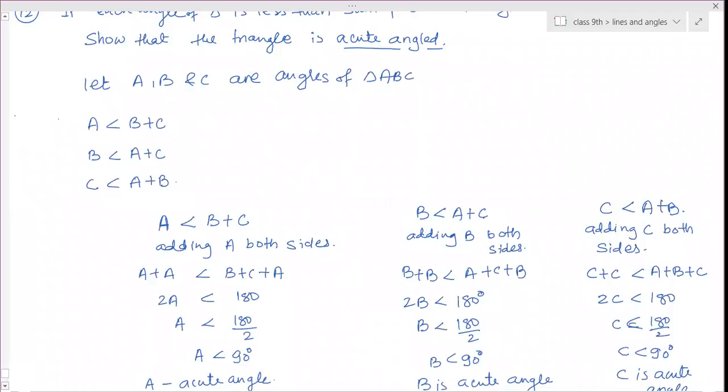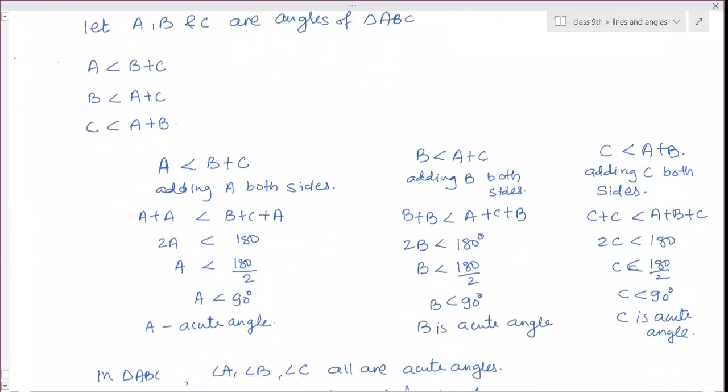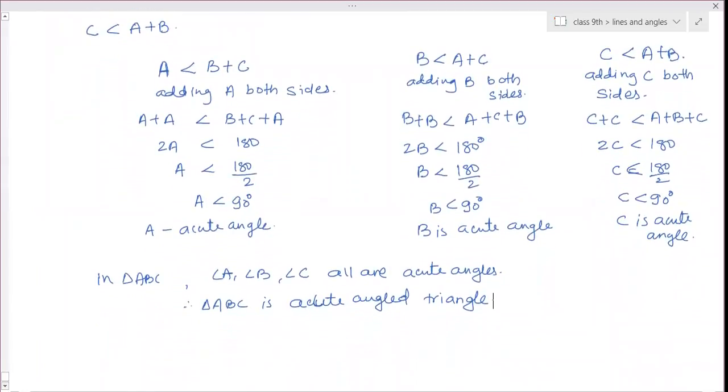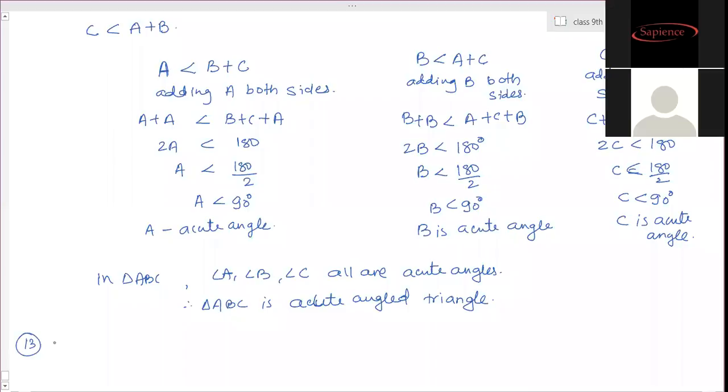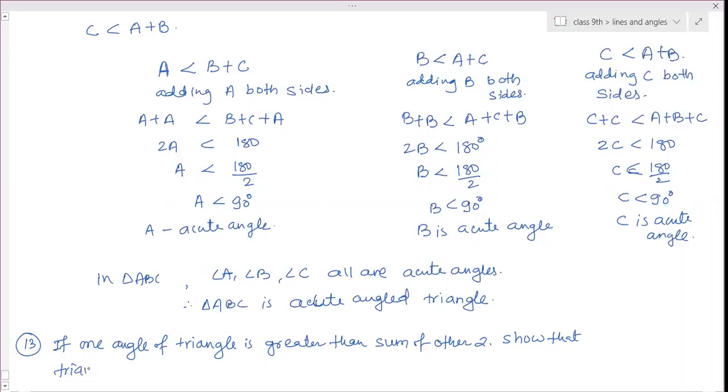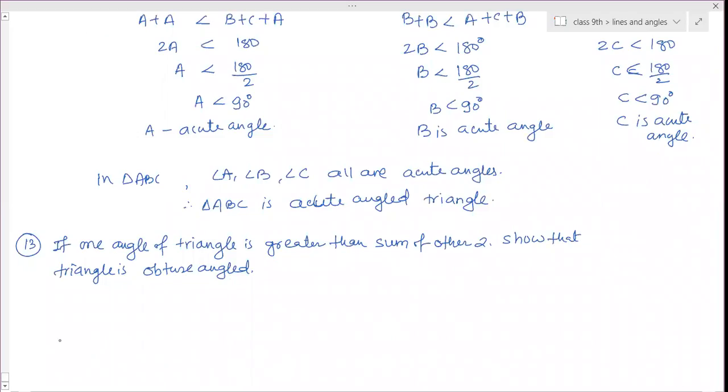The 13th is exactly the same. Again, in this one, you have to show an obtuse angle. The 13th question is: if one angle of a triangle is greater than the sum of the other two, show that the triangle is obtuse angled. Try this question by yourself. I'm coming in 2 minutes.